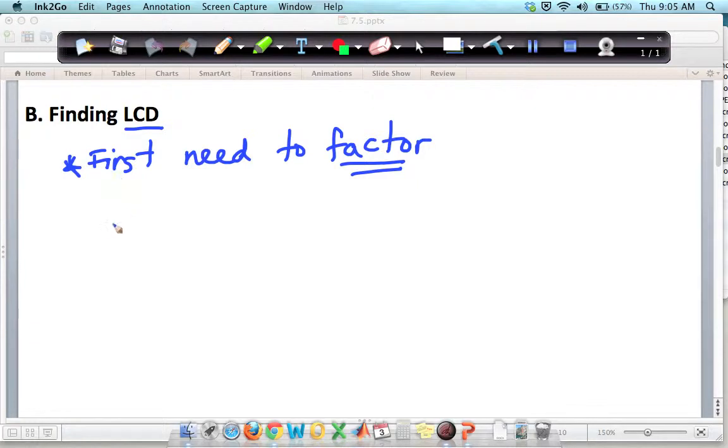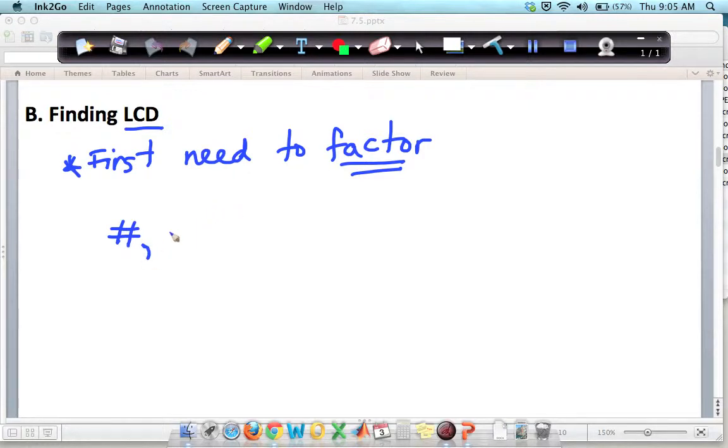After you've factored, I always say go in this order. First look at your numbers and find the LCD of your numbers. So for example, if you have 2 and 4, your LCD would be 4. What's the number that 2 and 4 divide into? The first number 2 and 4 divide into evenly, and that would be 4.